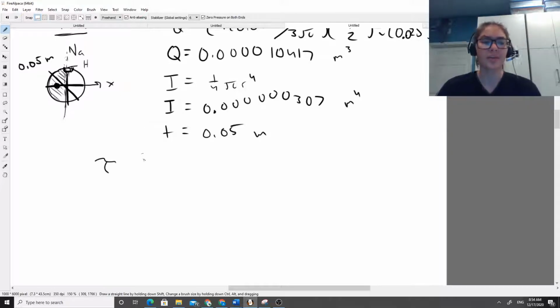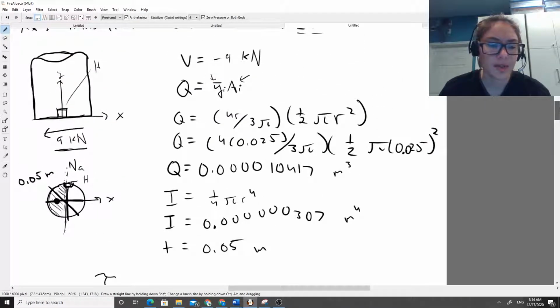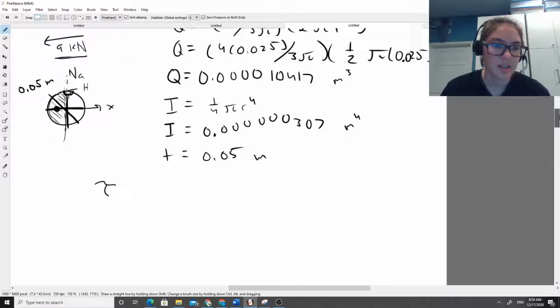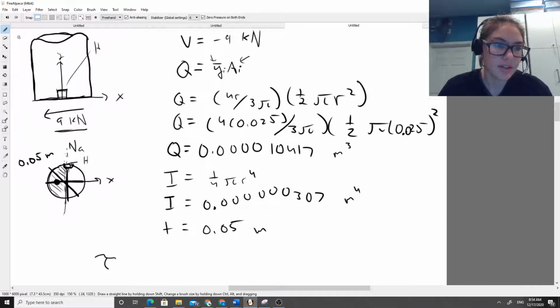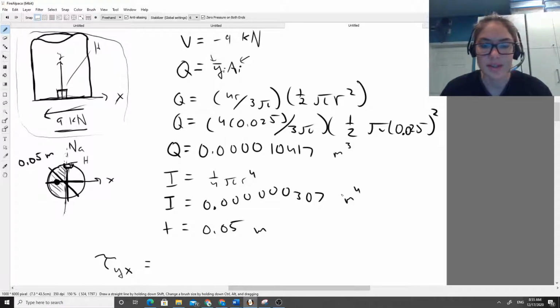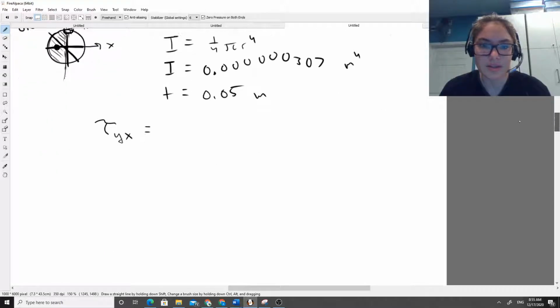Now, to figure out what the shear stress is acting upon, we need to ask what plane this shear stress is acting upon. Well, we already decided that. With this picture, this is the XY plane that the shear stress is acting upon, because here we can see where the stress is acting. Since it's acting in the X direction, it's coming from the Y direction and going to the X direction. So we're going to say tau YX is going to be equal to, and we have V, which is going to be negative 9 kilonewtons.